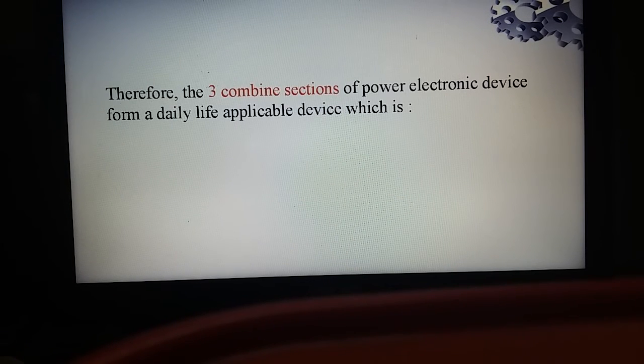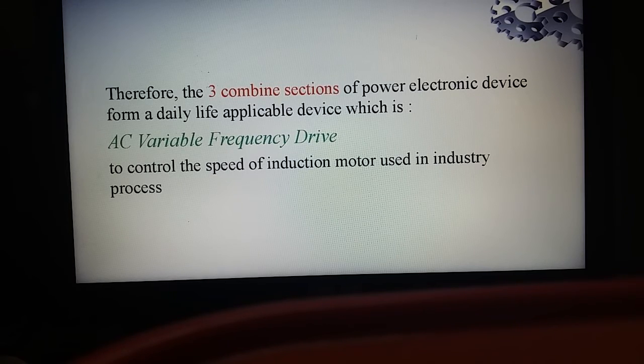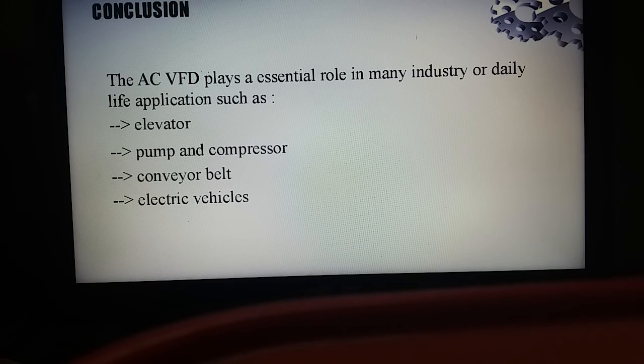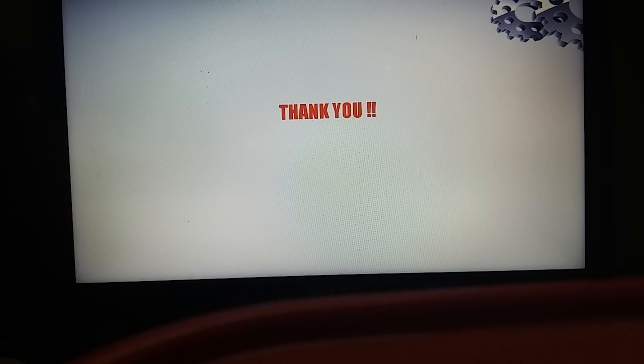Therefore, these 3 combined sections of power electronic devices form a daily life applicable device, which is the AC variable frequency drive, to control the speed of induction motors used in industrial processes. So in conclusion, this AC VFD plays a very important role in many industrial or daily life applications, such as elevators, pumps and compressors, conveyor belts, and electric vehicles.